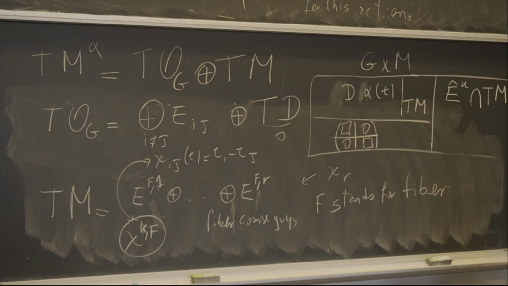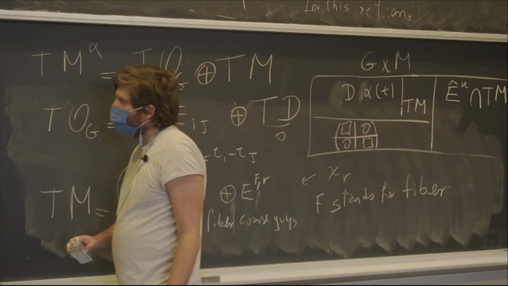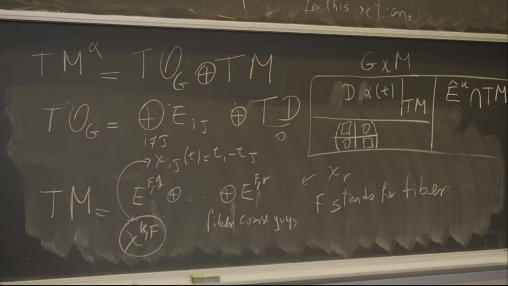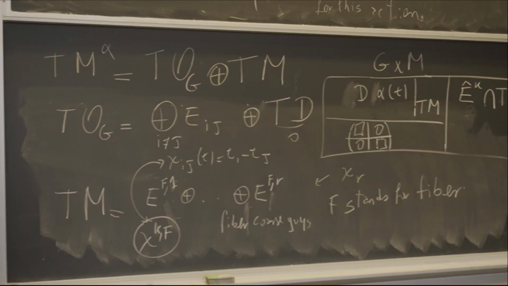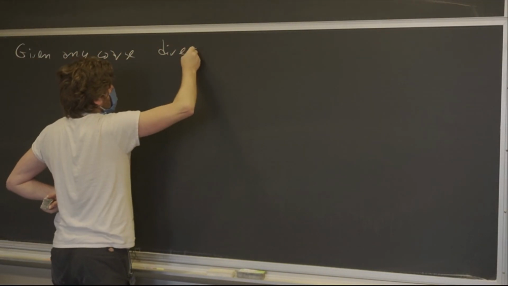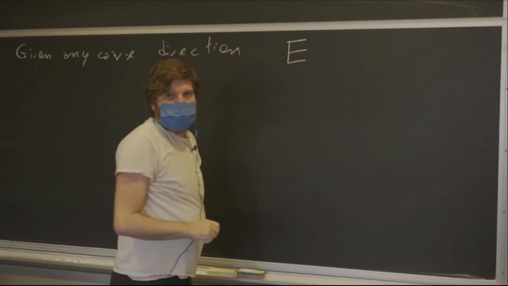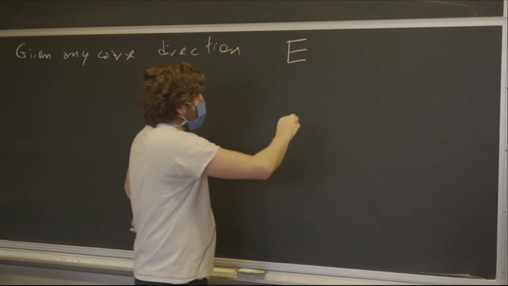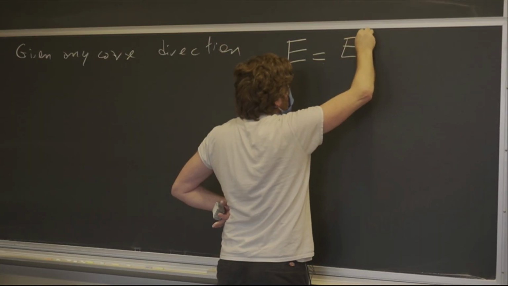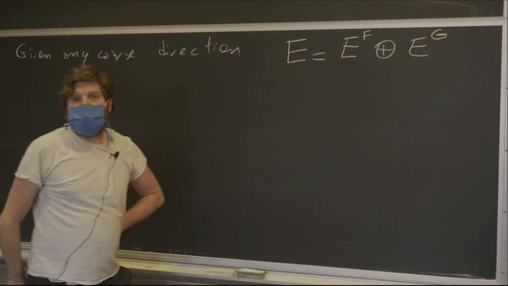But it's important because now we want to look at the geometric version of what this is telling us. So, accordingly, given any coarse direction E, it splits as E fiber plus E orbit direction.